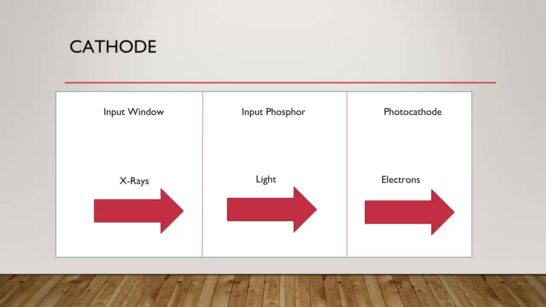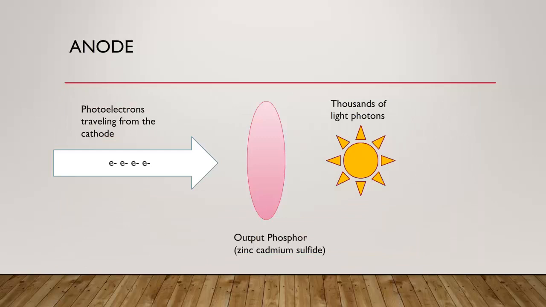The electrons are then accelerated to the output phosphors, which is on the anode side of the tube. These electrons are focused to the output phosphor by the electrostatic focusing lenses. The electrons produced at the photocathode are referred to as photoelectrons. These electrons are moving towards the output phosphor, which is made from a zinc-cadmium sulfide.